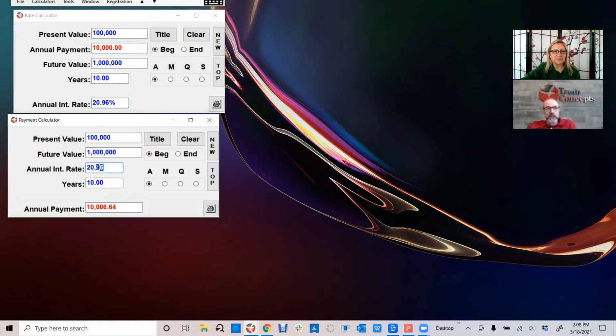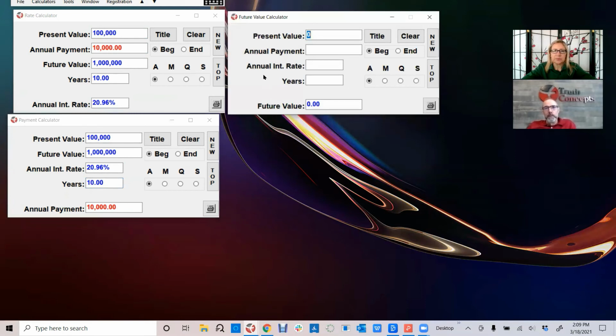Now she can go down to the interest rate in a payment calculator and right click and paste it in there with all the decimal places. When she hits enter, it'll format it down to where you can see it. And look what happened to our payment. It came out to exactly $10,000. All right, so let's continue on this process. Let's use the future value calculator.